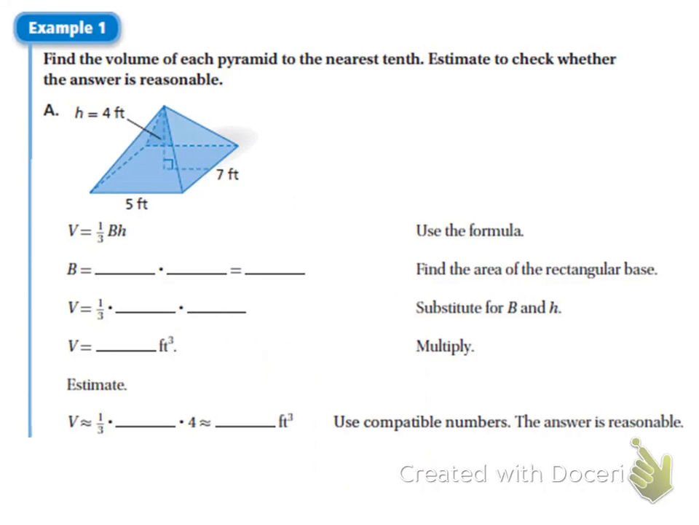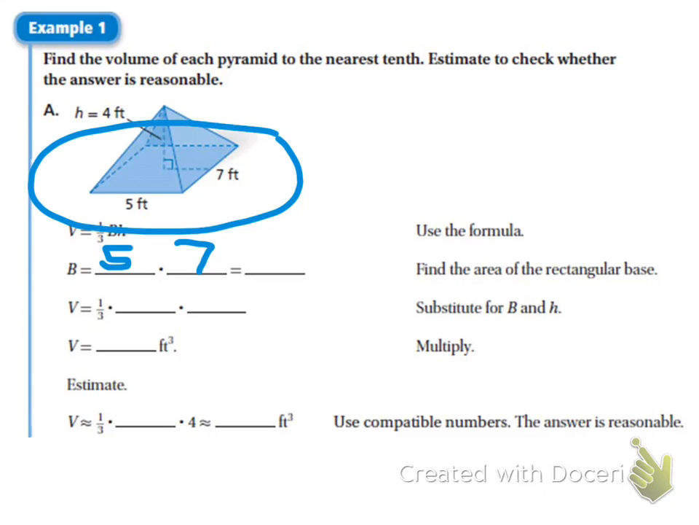So now we're going to look at example number 1. We're going to find the volume of each pyramid to the nearest tenth, and we're going to estimate if this is a reasonable answer. Can I have somebody tell me what is the base of this pyramid? Sherrod? 5 times 7, that is correct. Equals 35. Thank you, Sherrod.